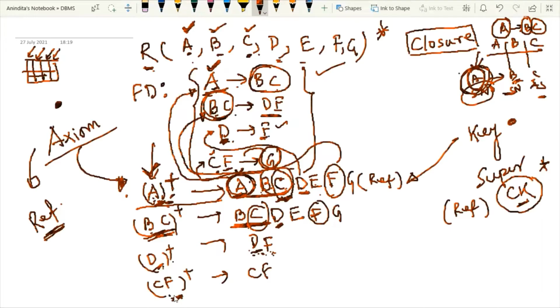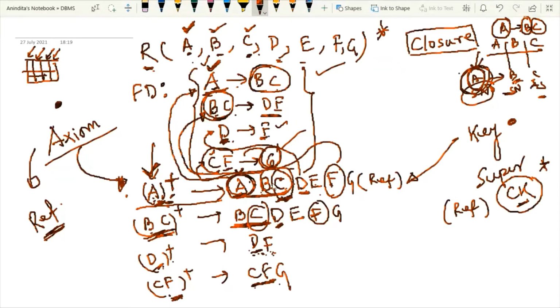From CF we will get CF, by the reflexive law. Now we will search whether C is appearing or not. No, in the LHS we don't have only C. Is only F appearing or not? No, we don't have only F in the LHS, but we have CF altogether. So whatever your CF is pointing to, just include it over here. That's it. The closure is done. This is how you can find out the closure.